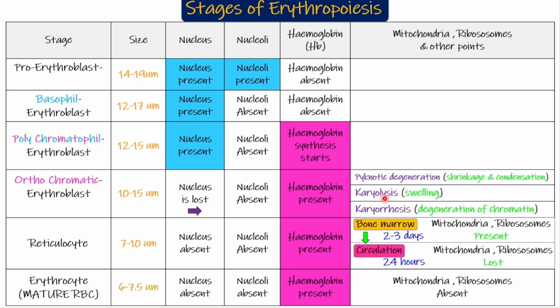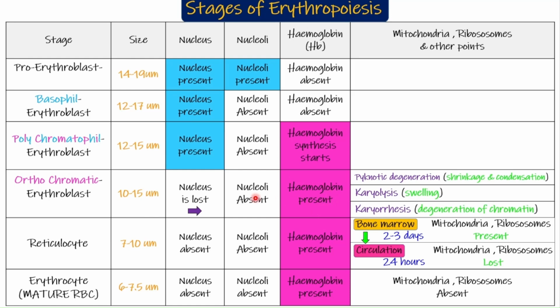Whereas there is lysis of the nucleus because of the swelling. So karyolysis involves the swelling of the nucleus, whereas karyoresis involves the degeneration of the chromatin. Okay, so if someone asks how the nucleus is lost, you will say it is by three mechanisms: the pyknotic degeneration, the karyolysis, and karyoresis. Pyknotic degeneration involves the shrinkage and condensation, karyolysis involves the swelling, and karyoresis involves the degeneration of the chromatin. Okay, so finally we have the orthochromatic stage where there is no nucleus, no nucleoli, we have hemoglobin.